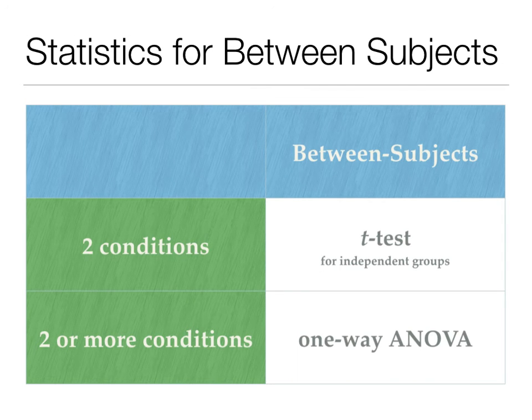So for between subjects designs, and this will be helpful to look back on when we get to statistics, when you have 2 conditions in a between subjects experimental design, you're going to be doing a t-test for independent groups. When you have 2 or more conditions, so 3 conditions, you're going to be using a one-way ANOVA. Again, the reason that Georgia State has designed their courses the way that they have is because your research methods dictate what statistical tests you're going to be using.